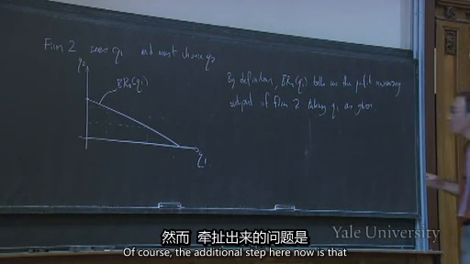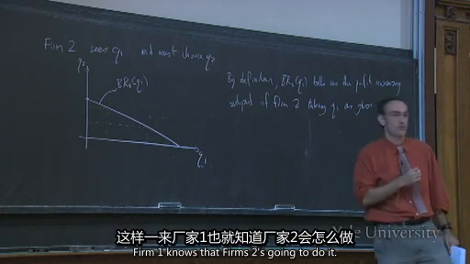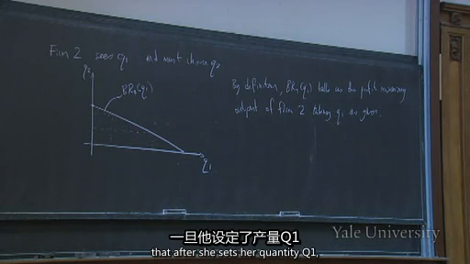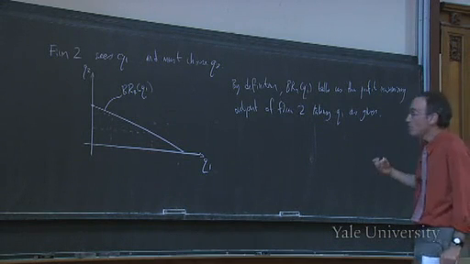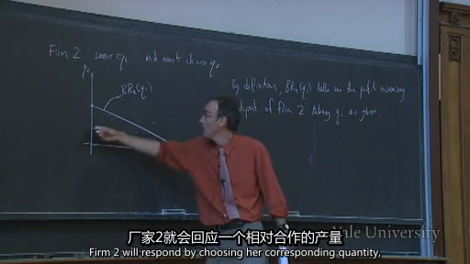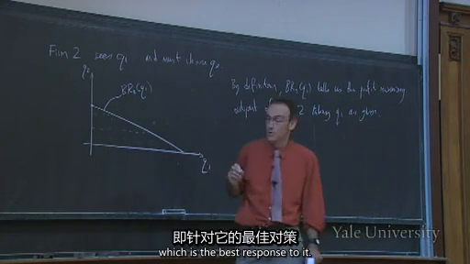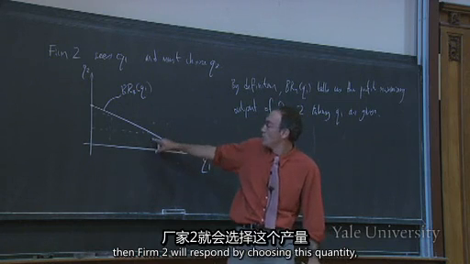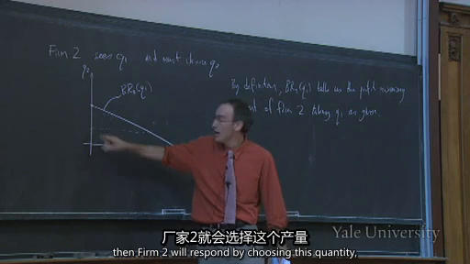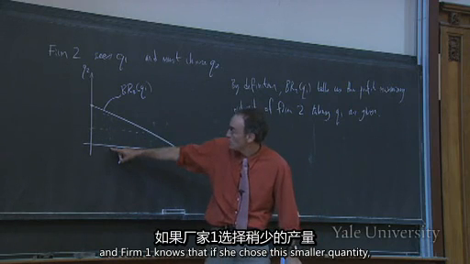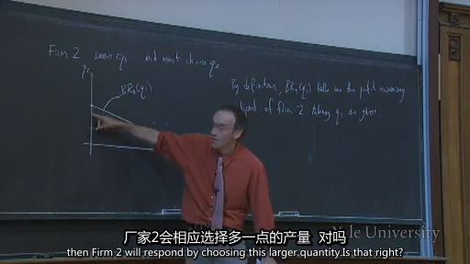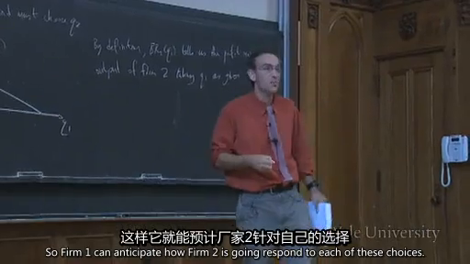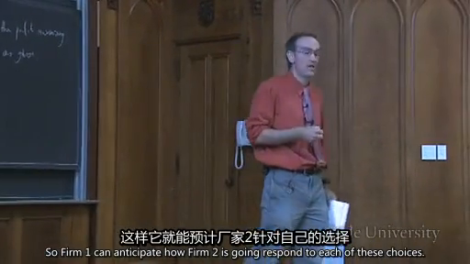Of course, the additional step here now is that firm 1 knows that firm 2 is going to do this. Firm 1 is going to move first, and firm 1 knows that after she sets her quantity Q1, firm 2 will respond by choosing her corresponding quantity, which is the best response to it. So firm 1 knows that if she were to choose this quantity, then firm 2 will respond by choosing this quantity. And if she chose this smaller quantity, then firm 2 will respond by choosing this larger quantity. Is that right? So firm 1 can anticipate how firm 2 is going to respond to each of these choices.